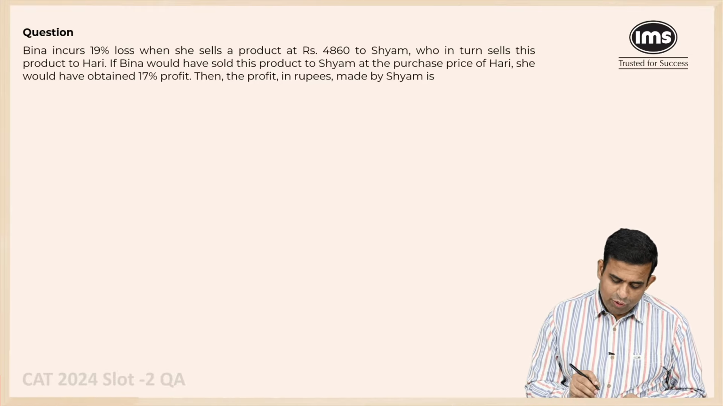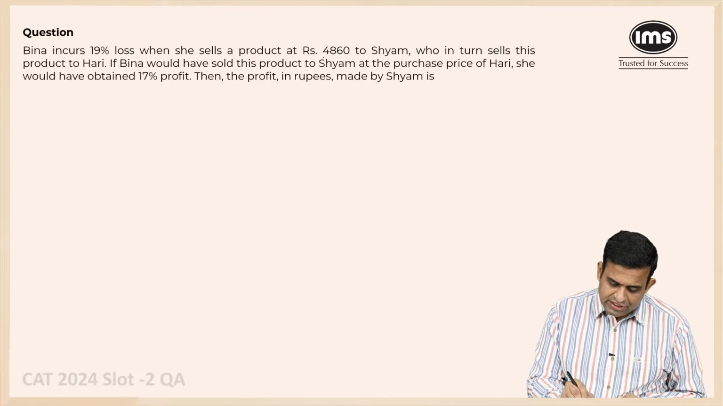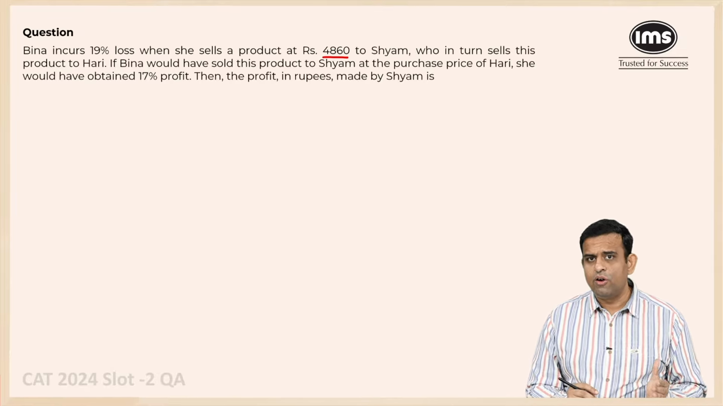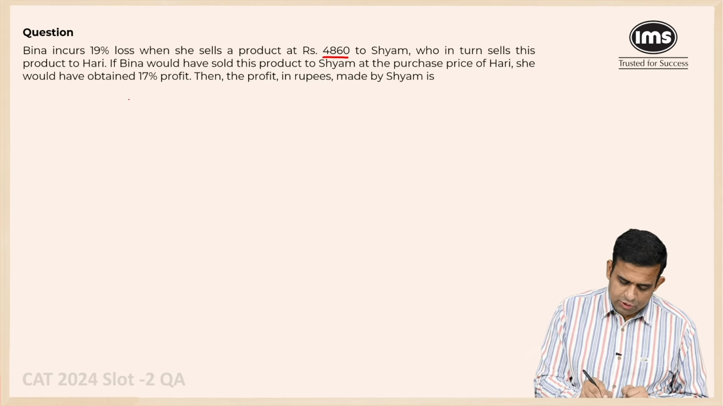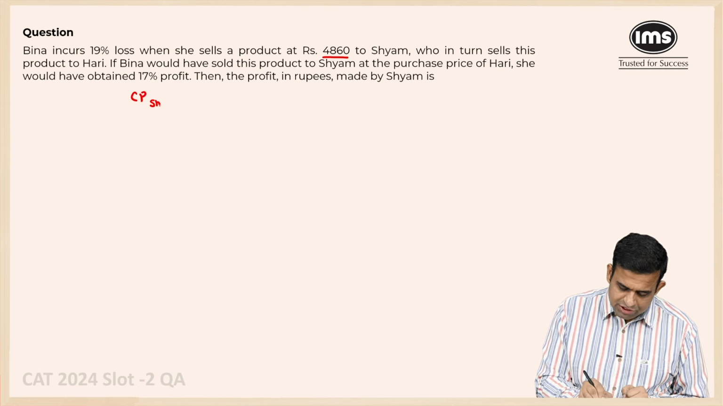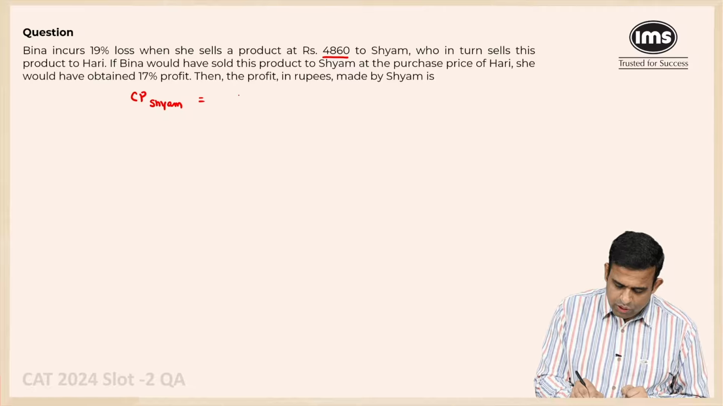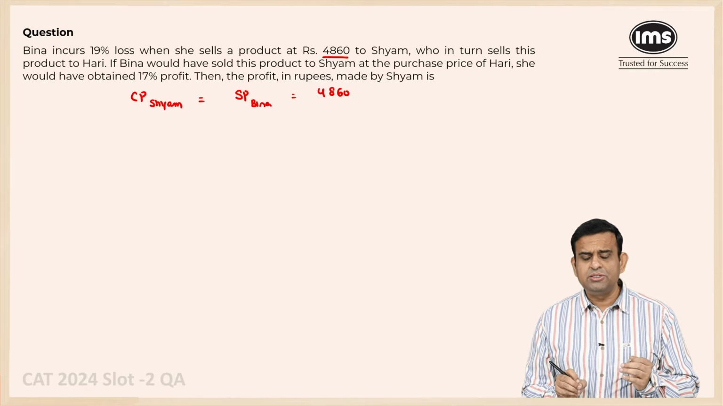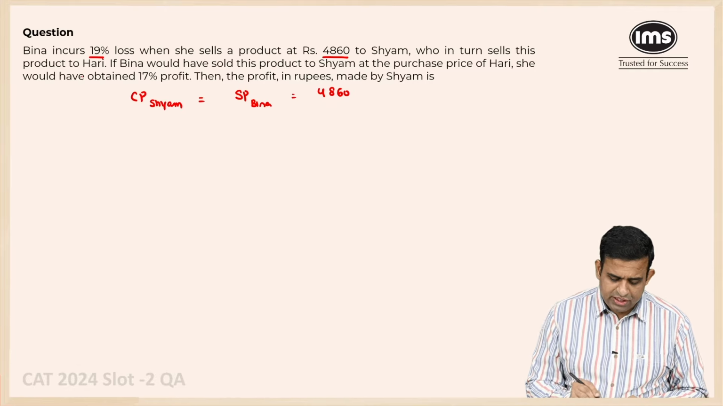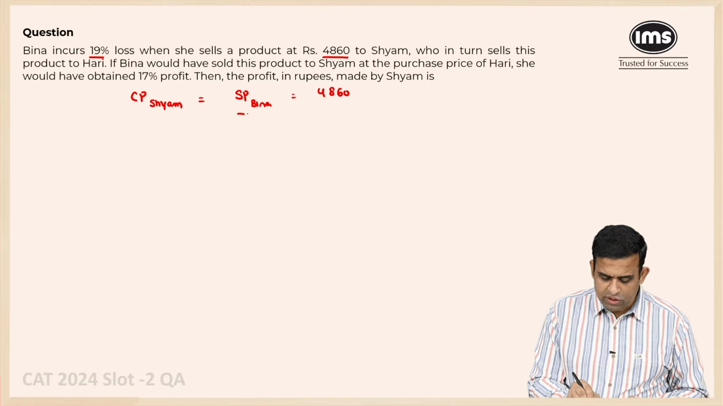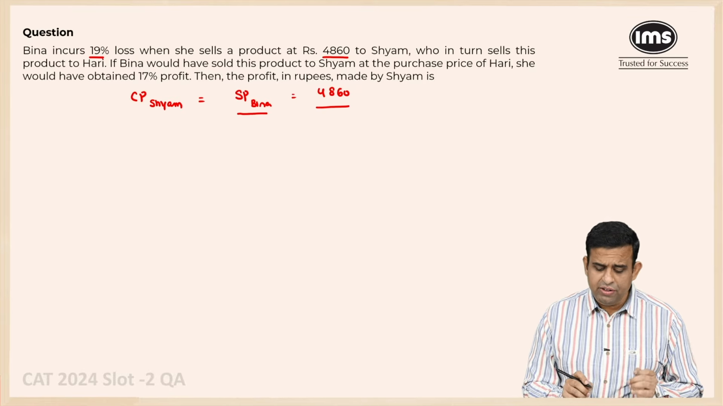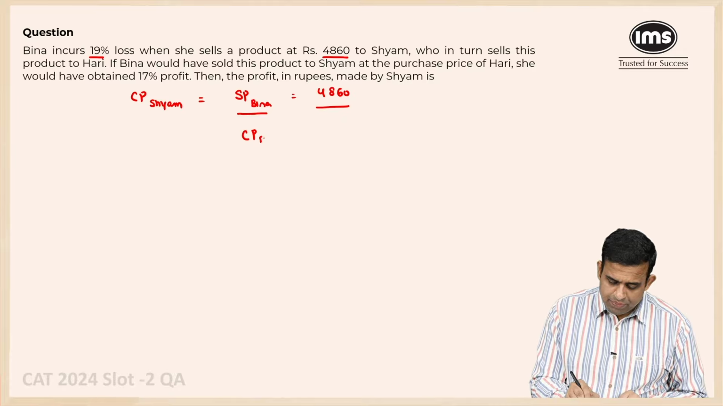So what we can do is, if I focus on this particular sentence, 4860 happened to be the selling price of, let's say, Beena, and one can say cost price of Shyam over here. So CP of Shyam is equal to SP of Beena in this particular context, 4860, and this basically incurs a loss of 19%. So now for Beena, if I know the selling price as 4860, loss percent is also known to us, we can simply find out the cost price of Beena.